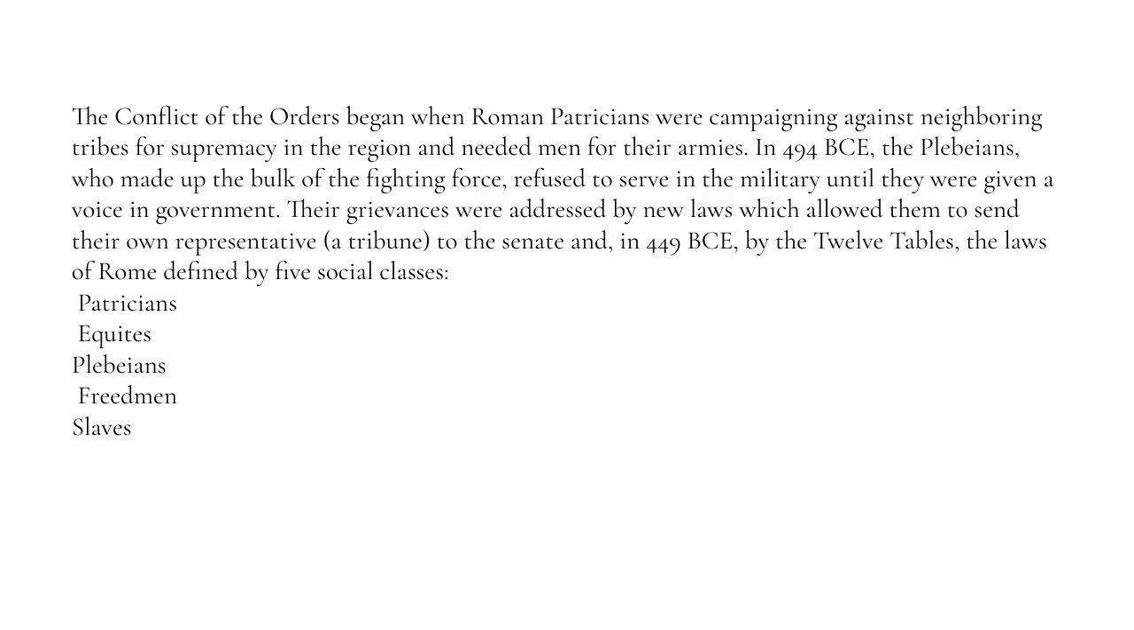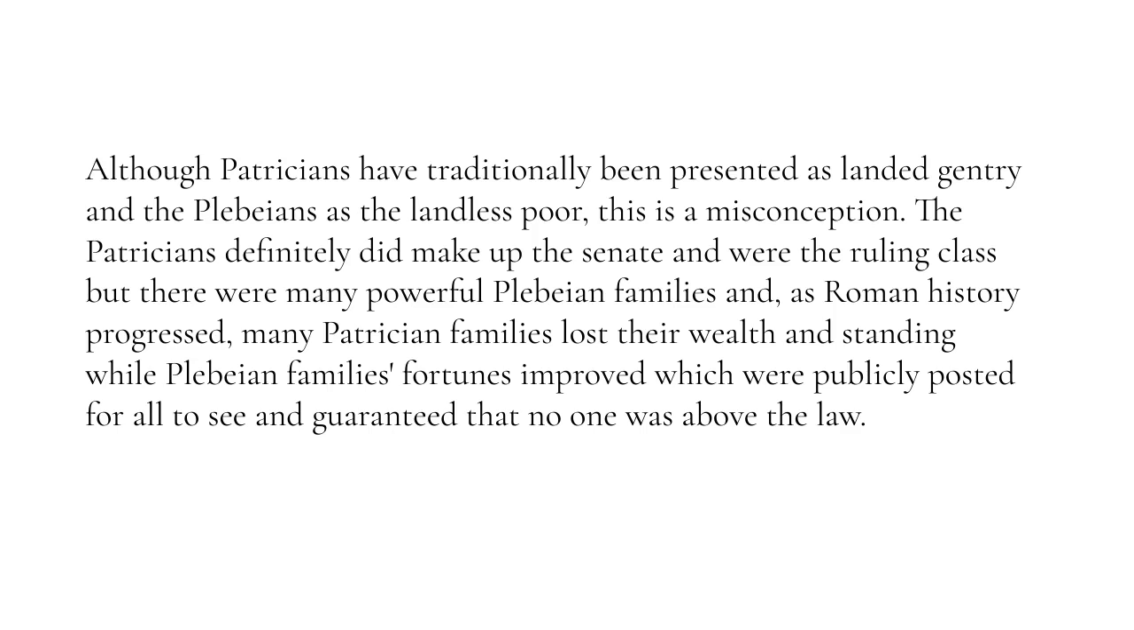and, in 449 BCE, by the 12 Tables, the laws of Rome defined by 5 social classes: patricians, equites, plebeians, freedmen, slaves. Although patricians have traditionally been presented as landed gentry and the plebeians as the landless poor, this is a misconception. The patricians definitely did make up the Senate and were the ruling class, but there were many powerful plebeian families and, as Roman history progressed, many patrician families lost their wealth and standing while plebeian families' fortunes improved.